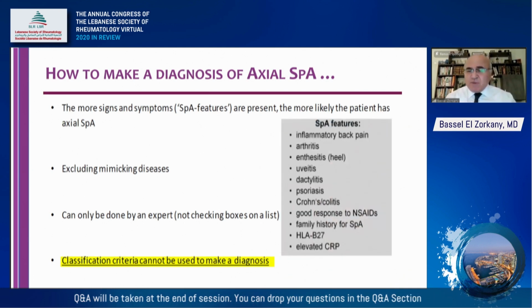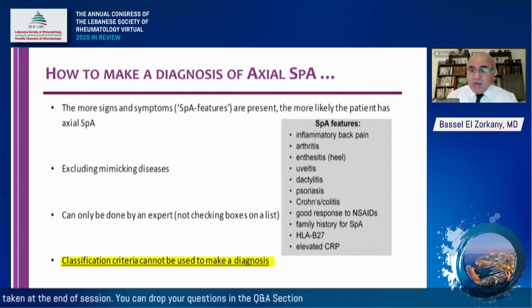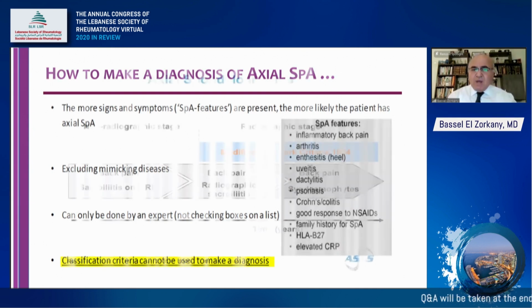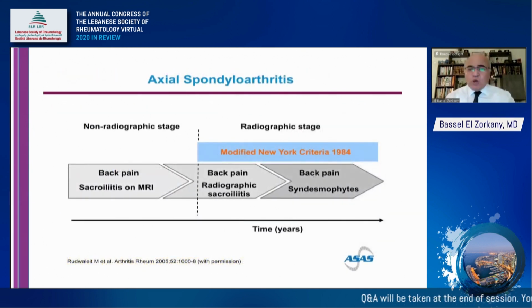And those are the SpA features that you can look for, starting from inflammatory back pain, which can be a good screening point, being very cheap and not requiring investigation. Presence of arthritis, enthesitis, uveitis, dactylitis, the rest of the spondyloarthritis features, what we call the final shape or the gestalt of spondyloarthritis.